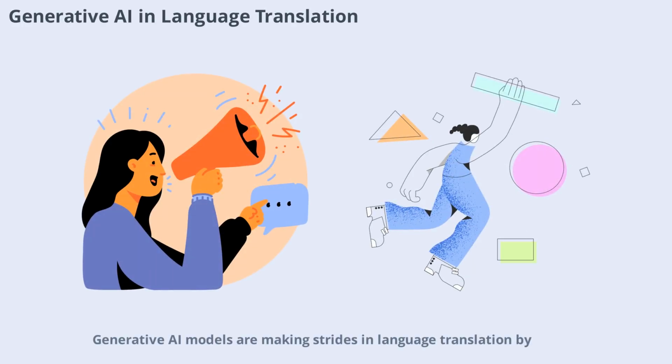Generative AI models are making strides in language translation by generating natural-sounding translations that capture the nuances of different languages. These systems don't just translate word for word, they generate contextually appropriate sentences, making communication across languages smoother and more effective.